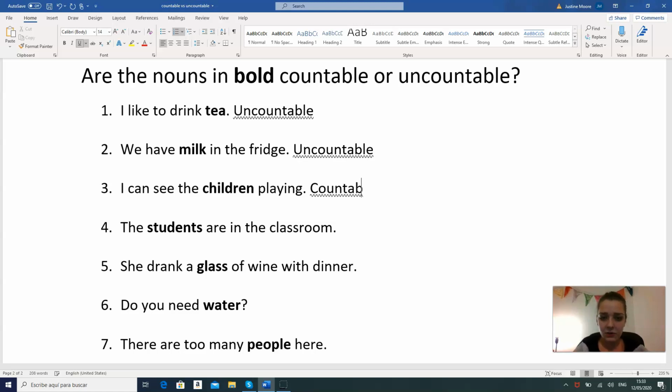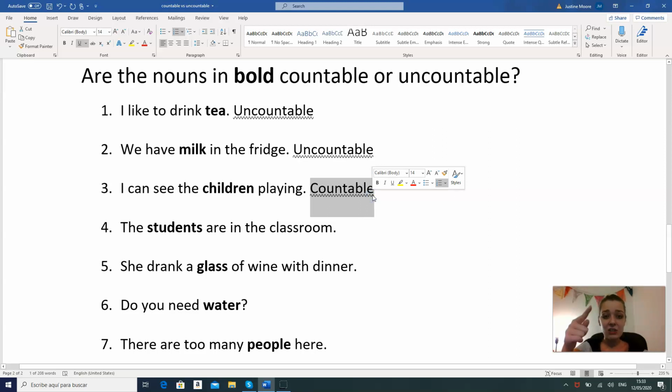It's countable. Why? I can see the children playing. How many children? 3 children, 2 children, 5 children. We can answer how many with a number. We ask how many and the answer is a number, so it is countable. We can see the children and count. 1, 2, 3, 1 child, 2 children, 3 children, 4 children, etc.